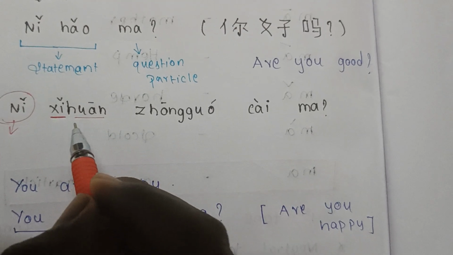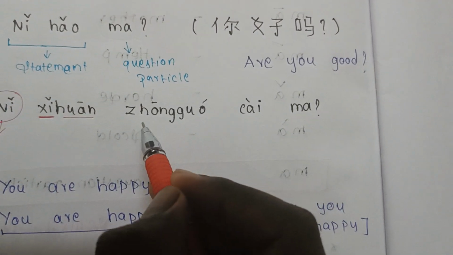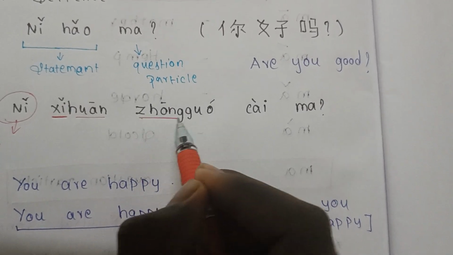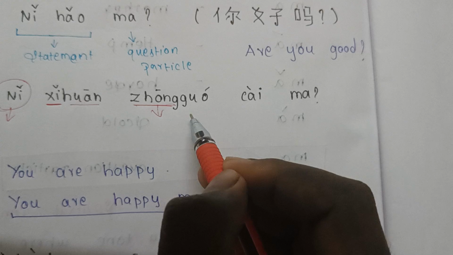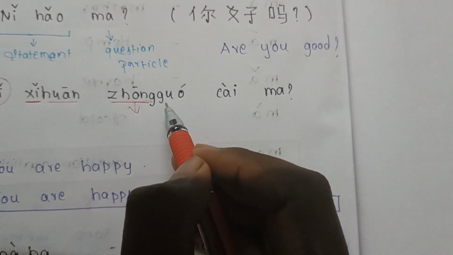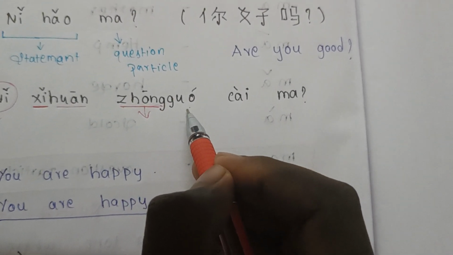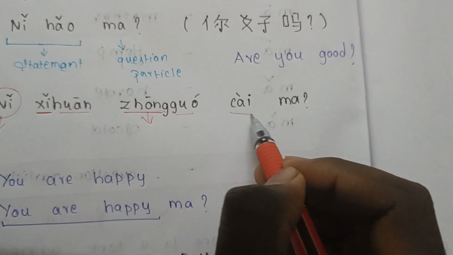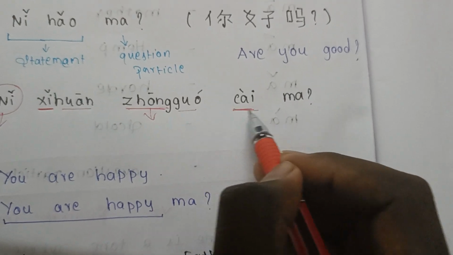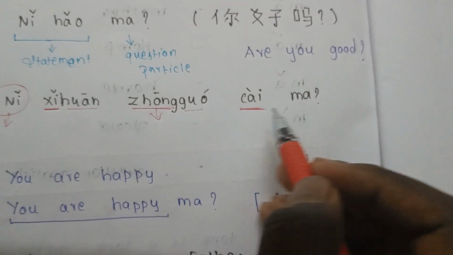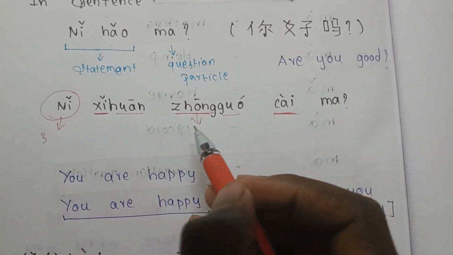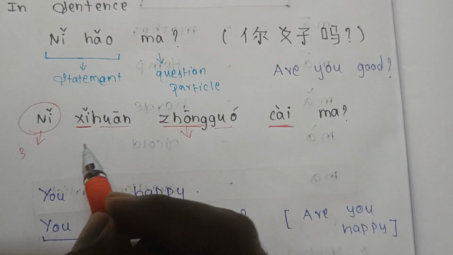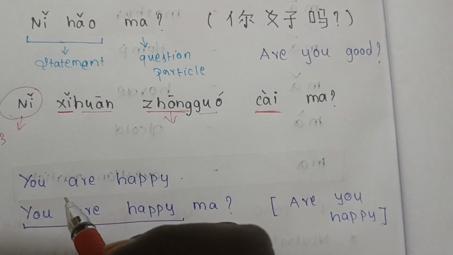Xi huan, chang hua. Chang. This is the first tone. Chang, hua. It is rising. Hua. Kai. This is the falling tone. Ma. Ni xi huan chang hua kai ma, which means, do you like Chinese food?